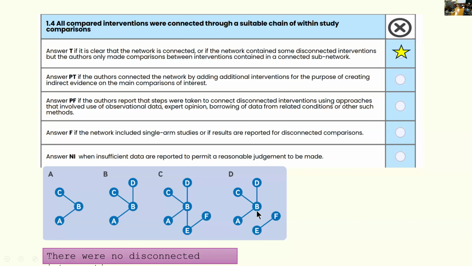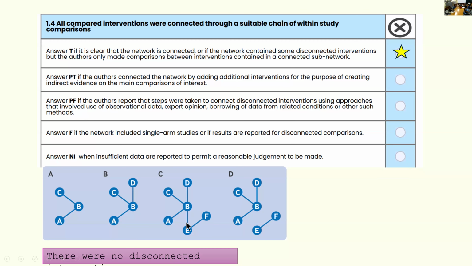But you can actually use things like observational data. You can use expert opinion. You can borrow data from related conditions, and you can sort of link this disconnected trial to your network meta-analysis. But then your results will be less robust. So if they have done that, you should probably put false.